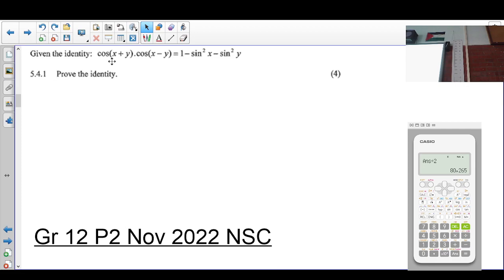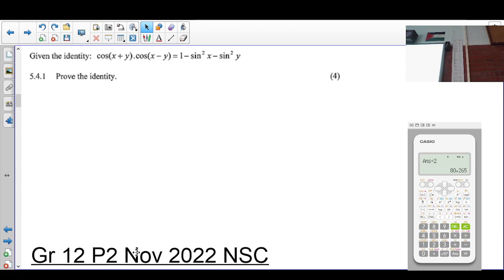Below 5.4, you're given the identity cos(x plus y) times cos(x minus y) is equal to 1 minus sine squared x minus sine squared y. Prove the identity. So of course the left hand side will be easier to work with. Expansion is going to be easier than reduction here.